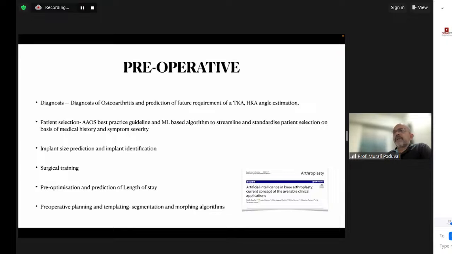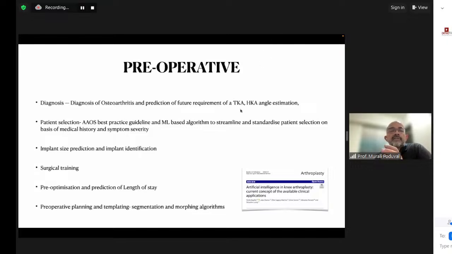So plenty of papers based on, mostly, data from the Osteoarthritis Initiative. There are also papers on HKA angle estimation. The American Academy of Orthopedic Surgeons has got an algorithm to streamline and standardize patient selection on the basis of medical history and symptom severity.